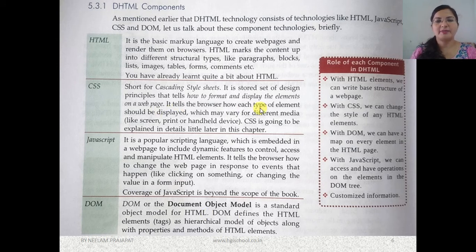So it tells the browser how each type of element should be displayed. There we can put design related code, CSS, of each and every element that we are using in our web page, which may vary for different media like screen, print or handheld devices. So CSS is going to be explained in detail a little later in this chapter. Let's discuss some theory and then we will be studying about CSS.